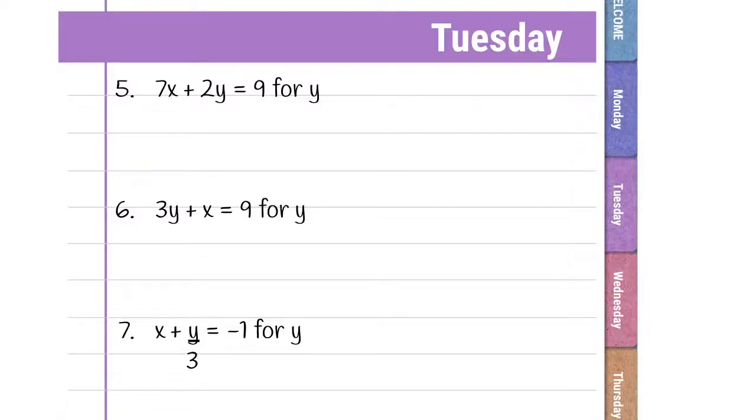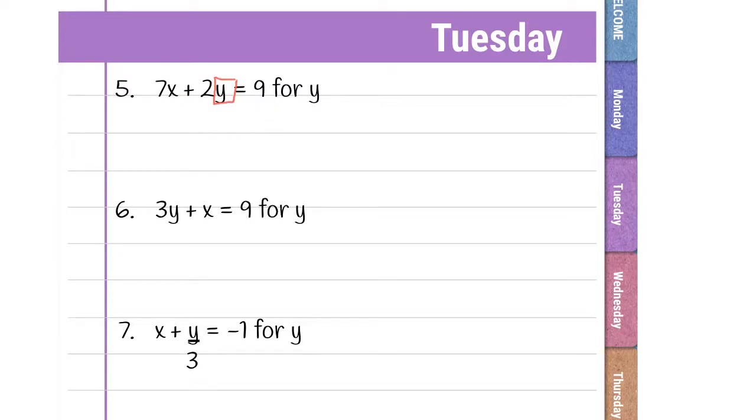All right, guys, so this is a continuation for the two-step literal equations. So let's go ahead and get started. They gave us that 7x plus 2y is equal to 9, and they want us to solve for y. So I'm going to go ahead and put a box around that y. And I have to move everything that is not in that box. So this 7x and this 2, I have to move all of this to this side.